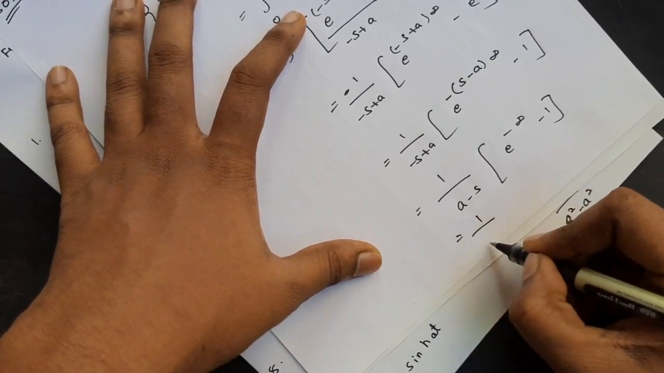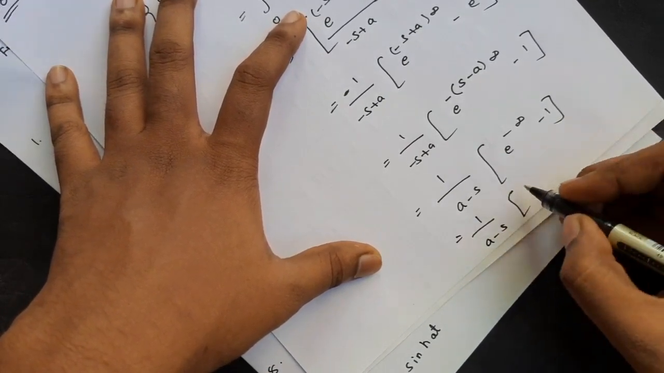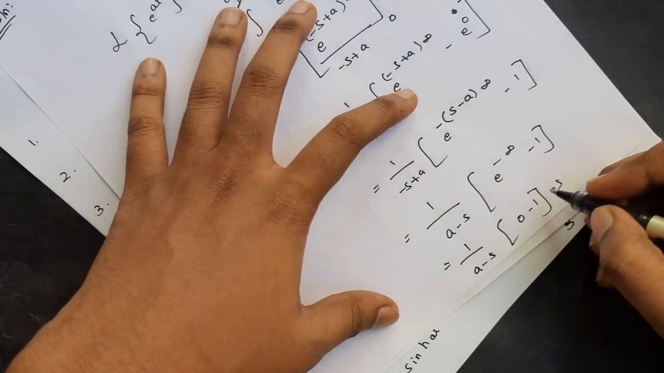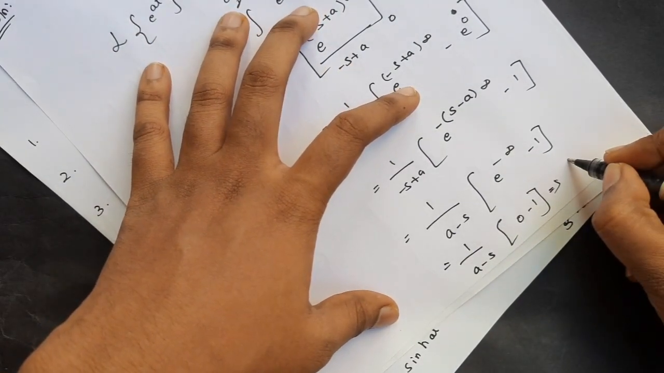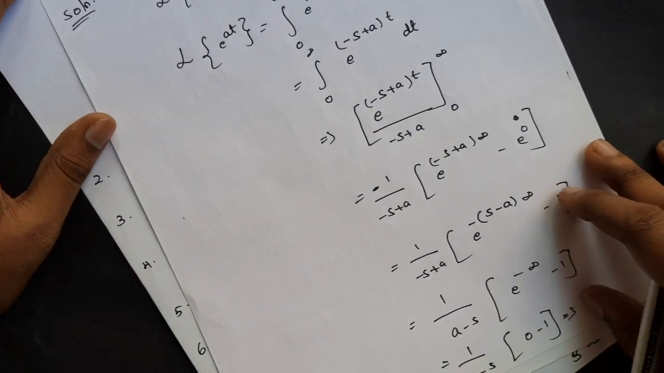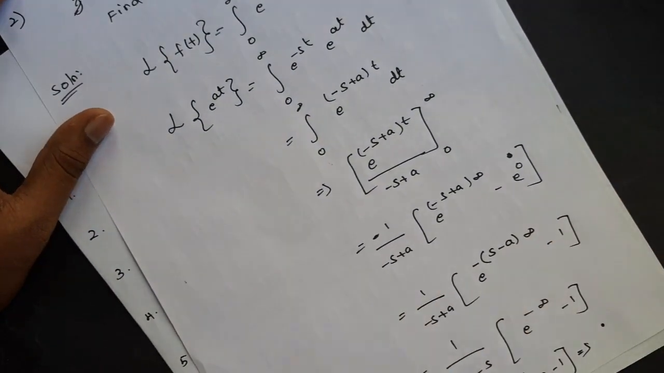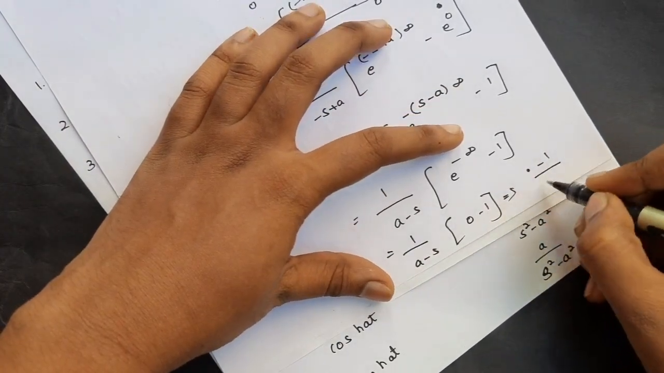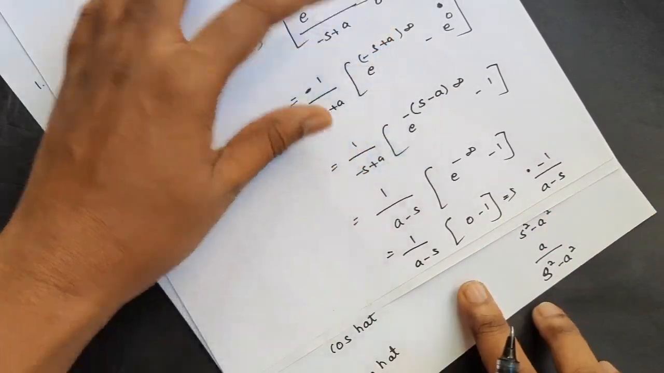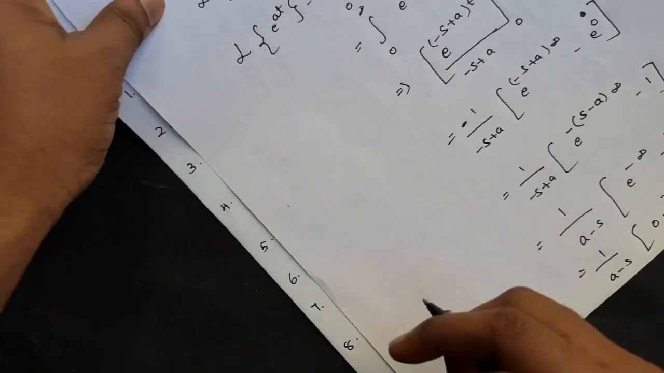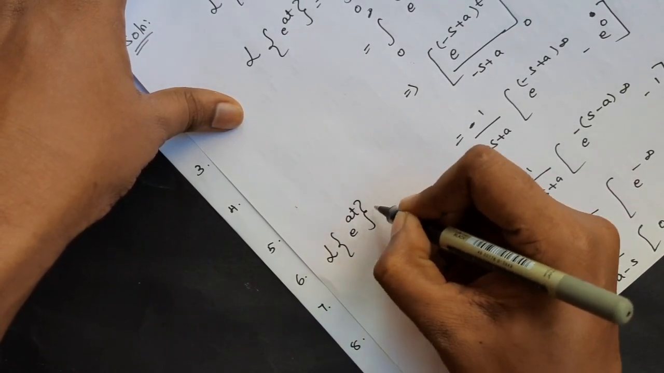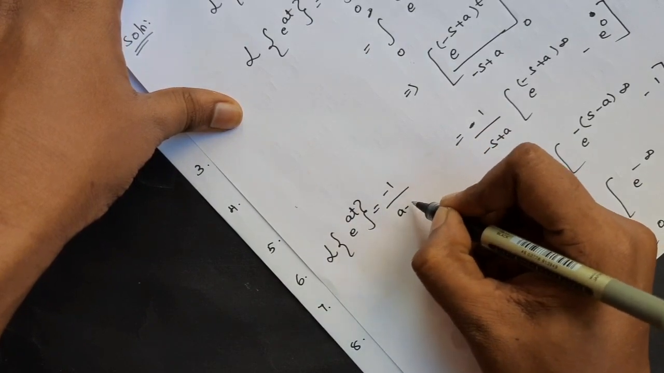So 1 by a minus s, so e power minus infinity is 0 minus 1. Okay, so minus 1 by a minus s, correct guys? So this is the formula for Laplace transform of e power at: minus 1 by a minus s.